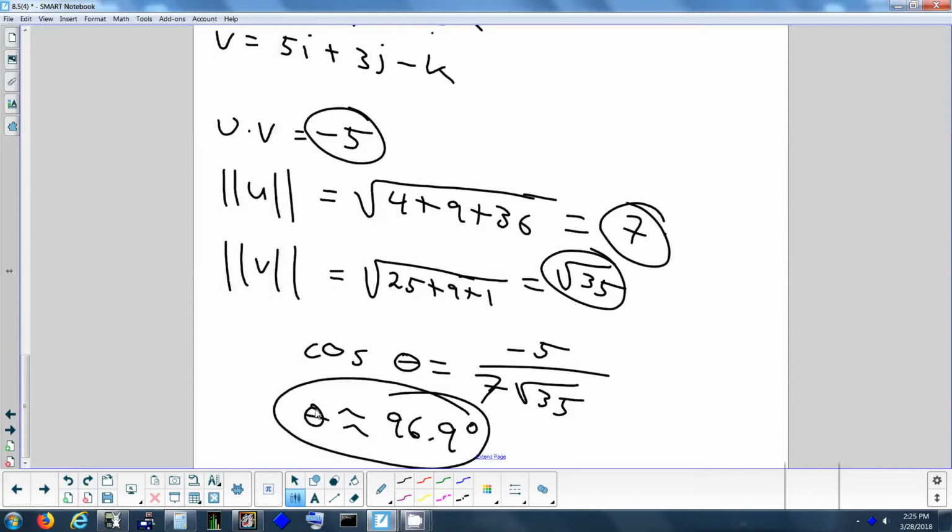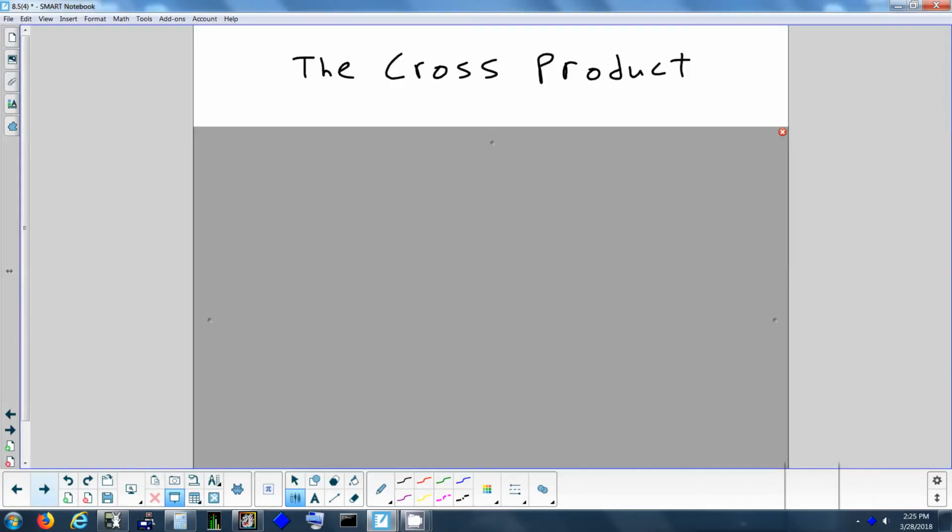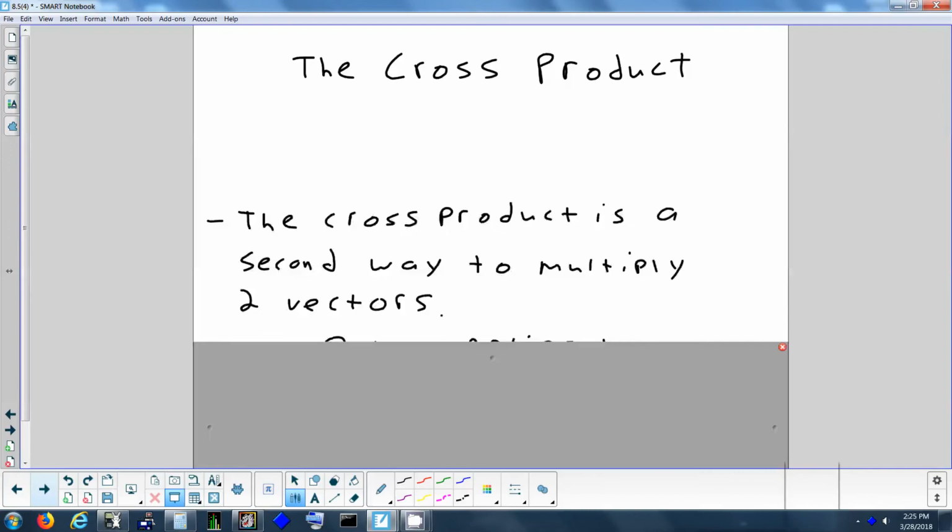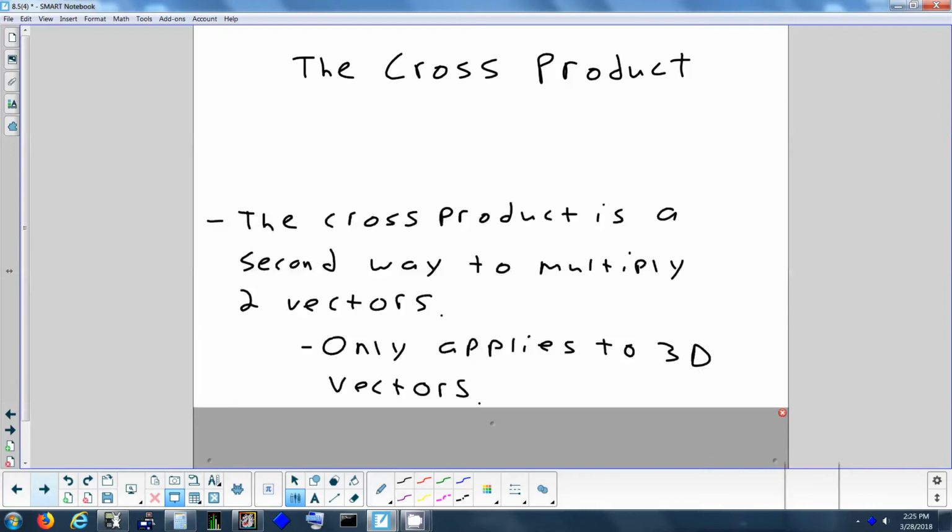All right, so the last thing I'm going to show you is something we did not do in 2D. It's called the cross product. The reason I didn't show it to you in 2D is because you can't do it. Cross product only works in 3D. It's a second way to multiply vectors together, and it's written with this symbol, the little cross: V cross W.